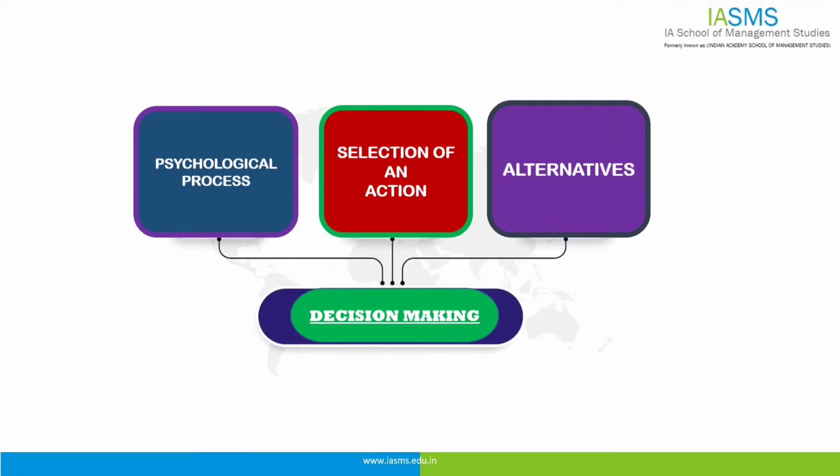Now let's move on to the definition of decision making. Decision making is a psychological process that leads to selection of an action among various alternatives. Psychological process, which means a thought process. Thought process is where an individual uses his or her mind to decide what to do and what not to do. Once they decide, next they put it into implementation, that is action among various alternatives or choices.